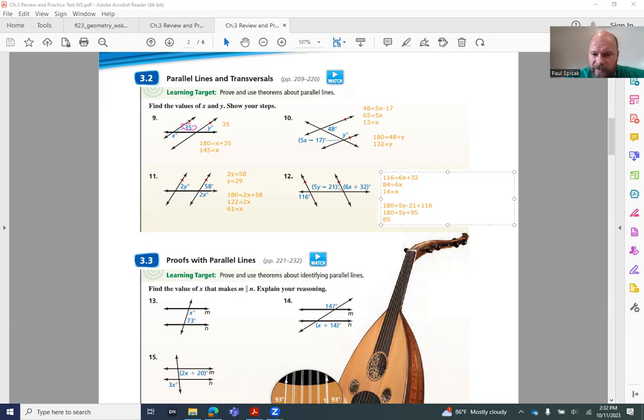85. So 85 equals 5y. Divide by 5, and we should get 17 for y. 17 equals y. And that's it for 3.2. So now let's go down to 3.3.